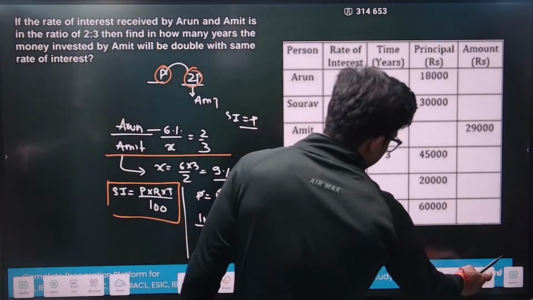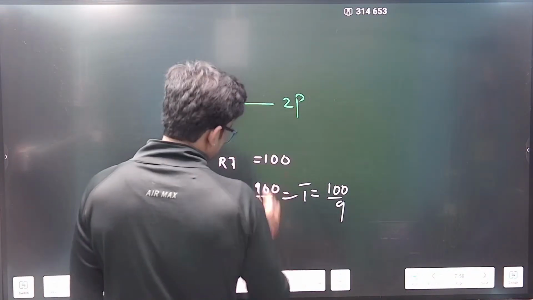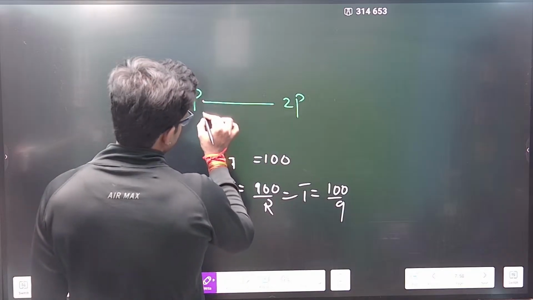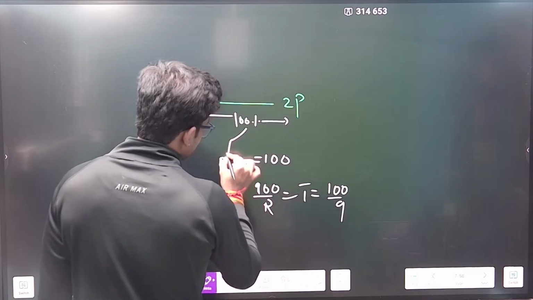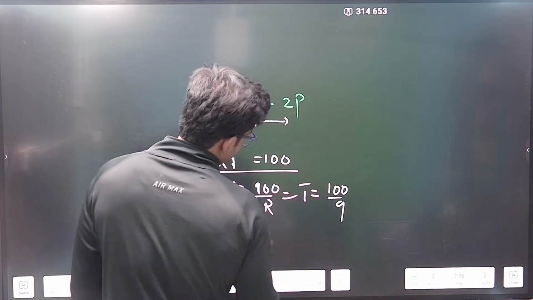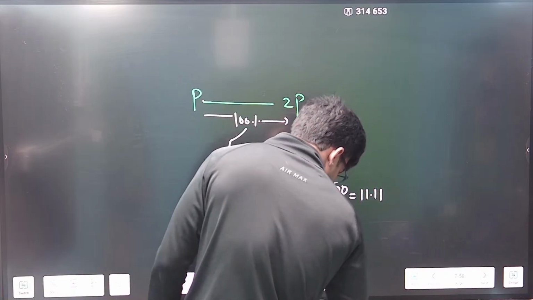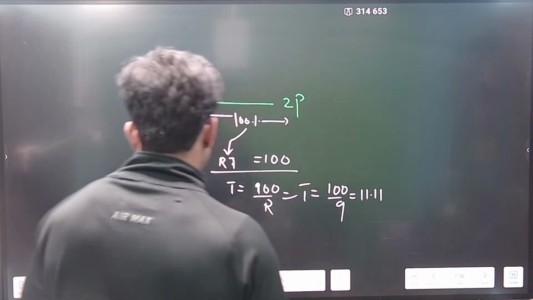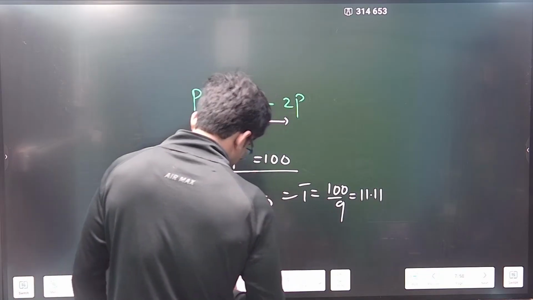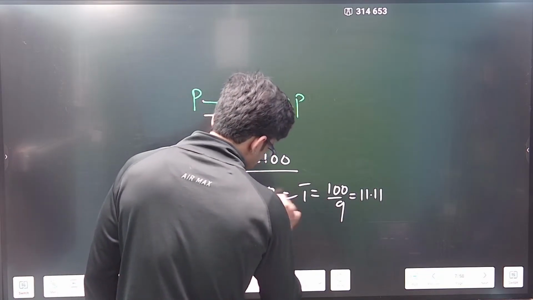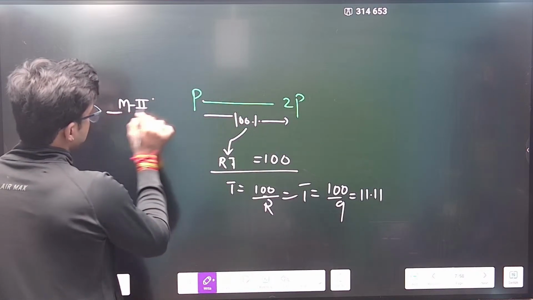So you can also relate from here that when P becomes 2P, there's a change of 100%. This change is basically equal to RT. RT is equal to 100. From here, T equals 100 by 9, which is 11.11. This is the second method, I would say, of solving.